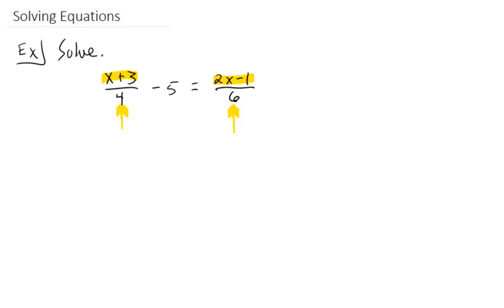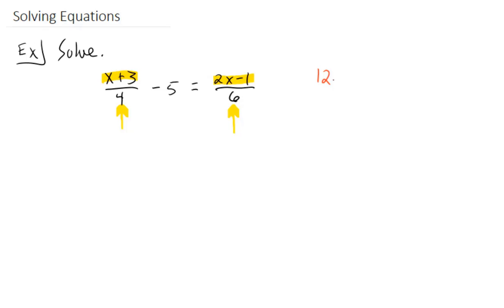There's a number that contains both a 6 and a 4. Well, there's lots of numbers that contain both a 6 and a 4, but we can choose the smallest one for the sake of efficiency, and that's a 12. A 12, there's a 6 inside of that, and there's a 4 inside of that as well. So does 24, or we could go up from there. But 12 is the smallest one that contains both a 6 and a 4.